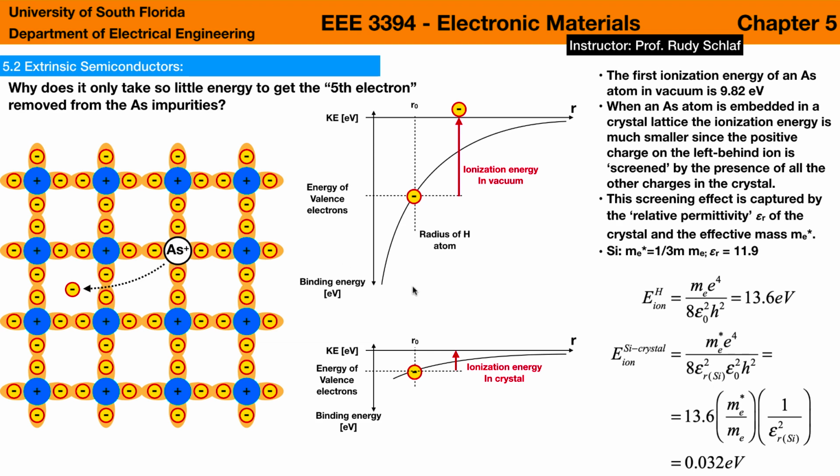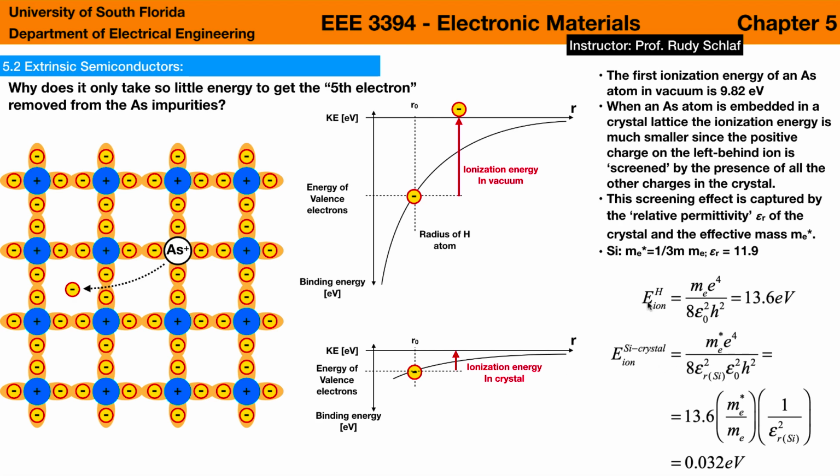Now, the reason for this difference is the presence of all these other electrons around the arsenic. So when the electron leaves the arsenic atom, then these electrons here shield or screen, as they say, the positive charge that is left behind on the arsenic. And that makes the Coulomb potential curve much flatter than compared to the case in vacuum. And with that, we get a much smaller ionization energy of that arsenic atom within the crystal.